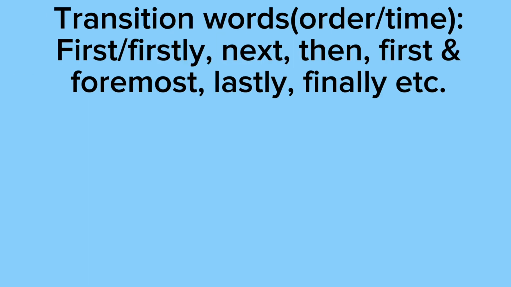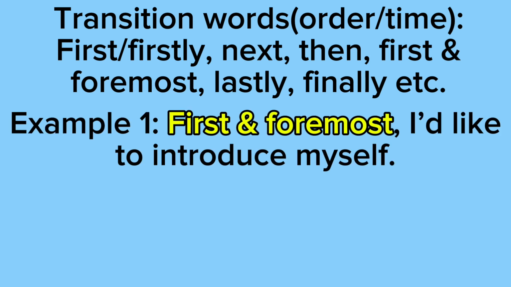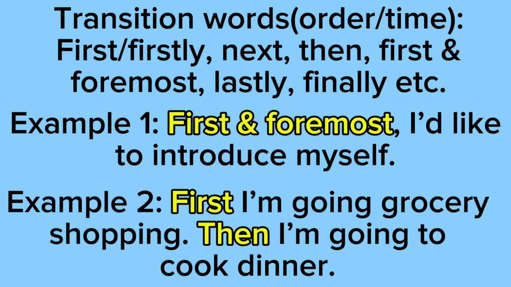Next, we have transition words of order, also time, like first or firstly, next, then, first and foremost, lastly, finally, and so on. So example 1 says, first and foremost, I'd like to introduce myself. So this basically says, before anything else, I'd like to introduce myself. Example 2 says, first I'm going grocery shopping, then I'm going to cook dinner. As you can see, I'm telling you what I'm going to do first, and then what I'm going to do after I do that thing first.